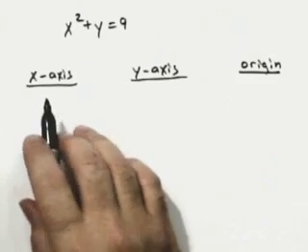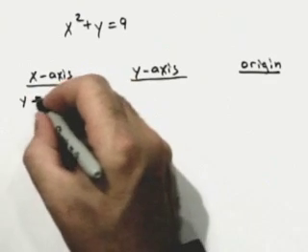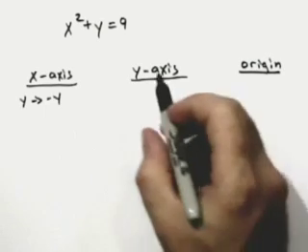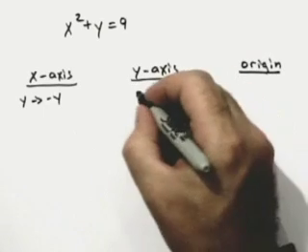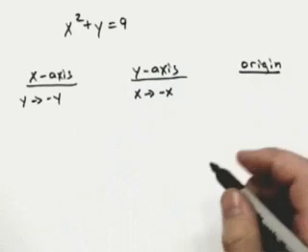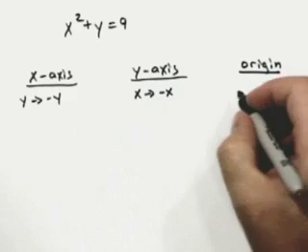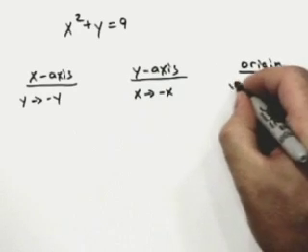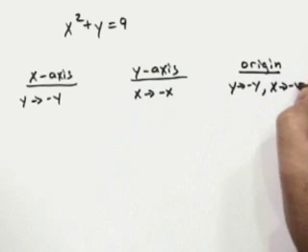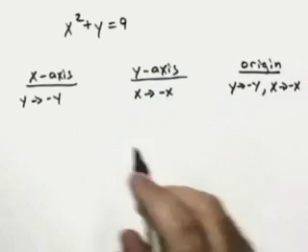To test for x-axis symmetry, we'll change y to negative y and see if we get an equivalent equation. To check for y-axis symmetry, we'll change x to negative x and see if we get an equivalent equation. And to test symmetry with respect to the origin, we'll change y to negative y and x to negative x and see if we get an equivalent equation.